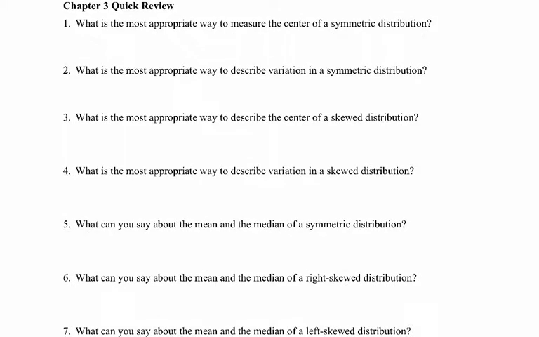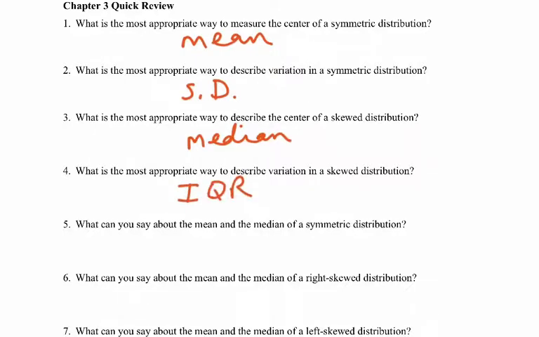The first question says, what is the most appropriate way to measure the center of a symmetric distribution? That would be the mean. The most appropriate way to describe the variation in a symmetric distribution would be the standard deviation. How about the most appropriate way to describe the center for a skewed distribution? That's going to be the median. And the most appropriate way to describe variation for a skewed distribution is the IQR.